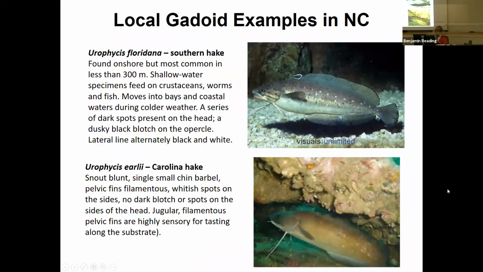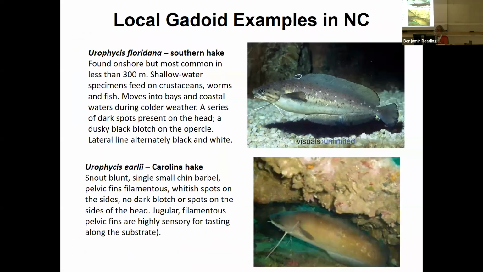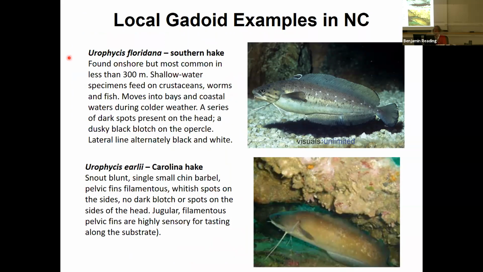Some local examples. So again, this is family Gadidae still. Locally, we call them gadoids of family Gadidae. Here's our pointer: Urophycis floridana, the southern hake. They've got this elongated dorsal fin, but really look at this. They've got that mental barbel. So it's still characteristic there. Shallow water specimens feeding on crustaceans, a series of dark spots present on the head right here.